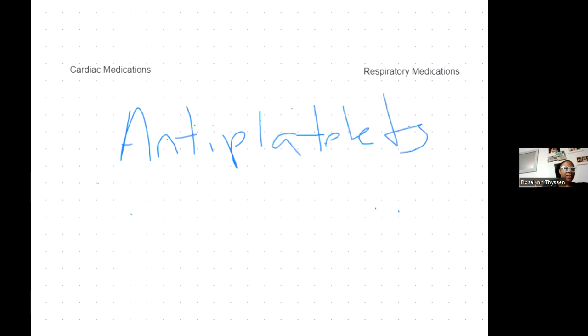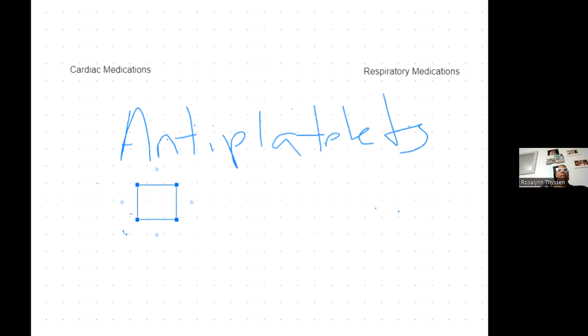So again, we said aspirin and Plavix. What do I know about aspirin? You're at risk for bleeding. Who can't have aspirin? Children, because of Reye syndrome. Correct. Some of the same indications for anticoagulants would be for antiplatelets: if they had a heart attack in the past, or if they are at risk for blood clots.